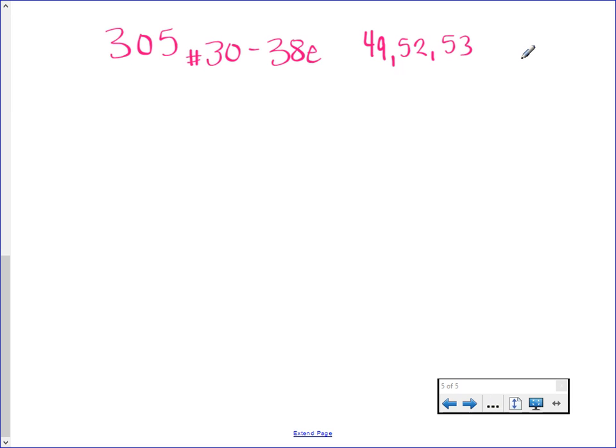Okay, we're gonna start with number 30. It gives you this. And keep in mind, it's telling us to do the evens, not the odds. So we have the number 144x squared minus 24x plus 1.